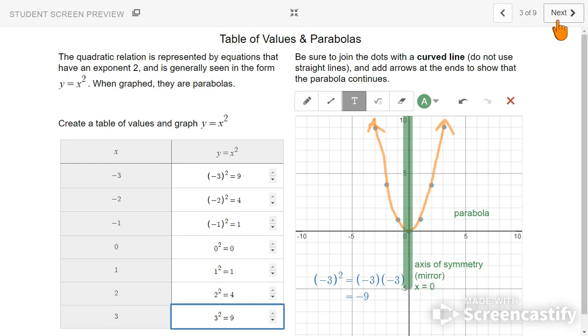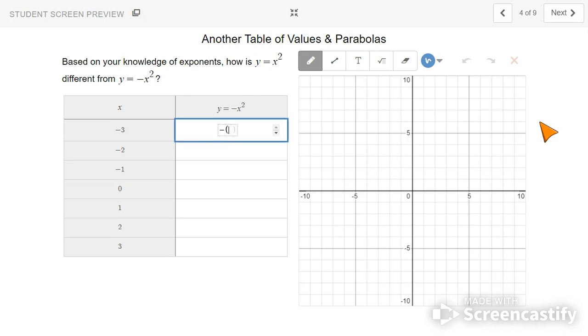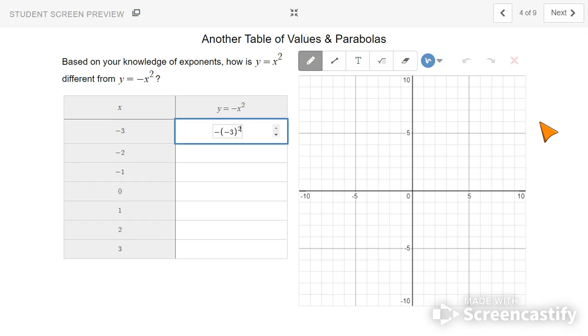Let's do another one. We're going to look at the equation y is equal to -x squared. So just to remind you here, the exponent is only applied to the x. It's not applied to the negative, so we need to deal with the bracket first. We're going to substitute this in and put a bracket around it. So I have negative times -3 exponent 2. So I'm going to write here negative times -3 exponent 2.